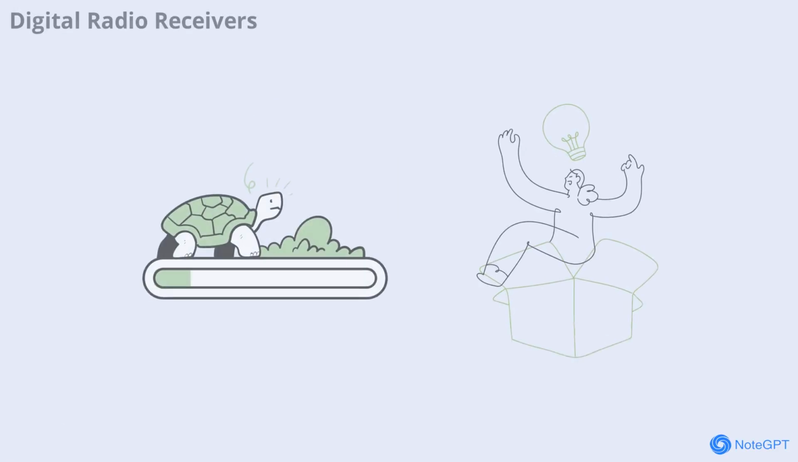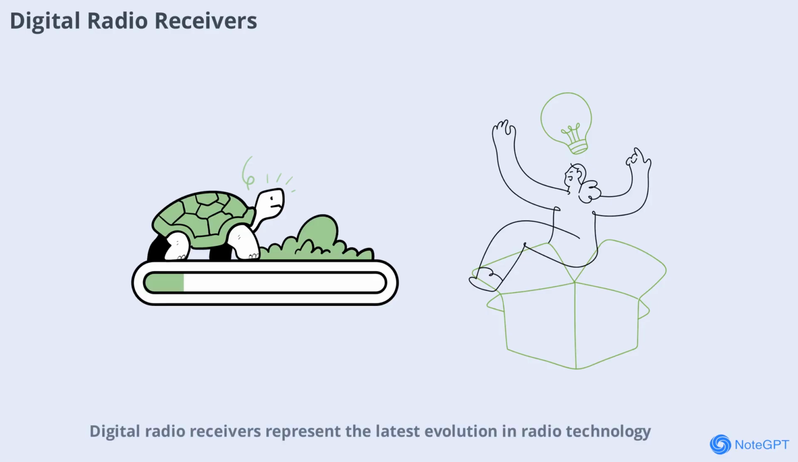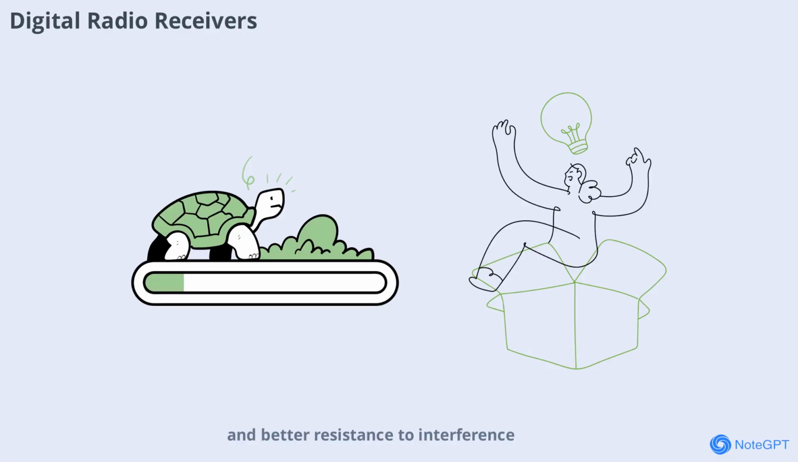Digital radio receivers represent the latest evolution in radio technology. They convert incoming analog signals to digital form for processing, offering improved sound quality, additional features, and better resistance to interference. Digital receivers are becoming increasingly popular in modern communication systems.